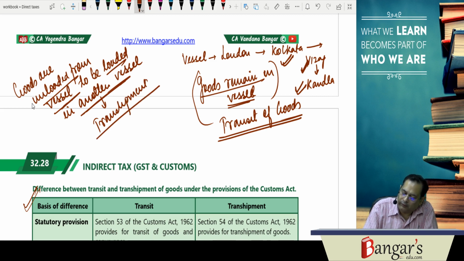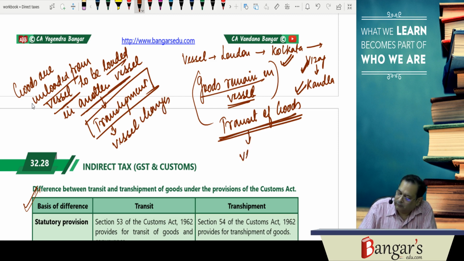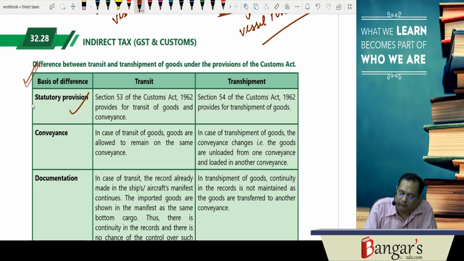It's a case of transshipment. Transshipment. In transshipment, the vessel changes, whereas in case of transit, the vessel remains the same. So here, what are the statutory provisions?